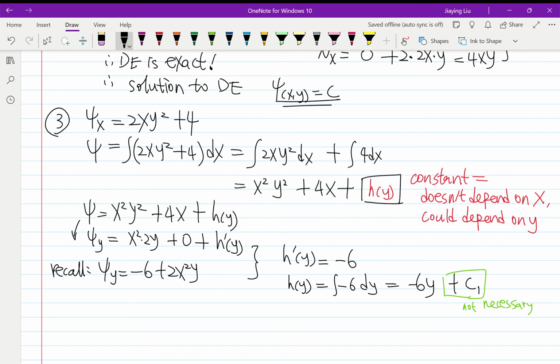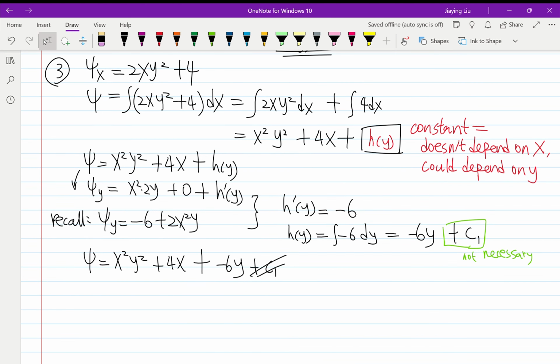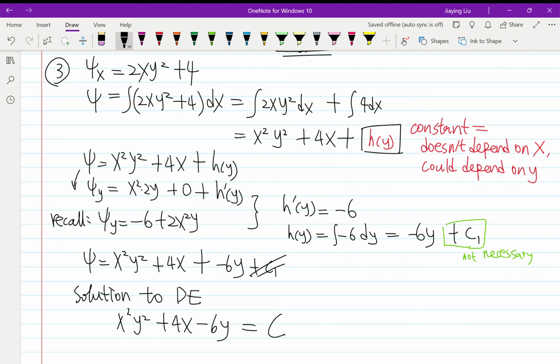So now we just put everything together. We know h of y, we can put it in there. So we get psi equals x squared y squared plus 4x plus h of y, which is negative 6y plus c1, which is not necessary. Now we can write down the solution to the differential equation, which is just psi equals c. So that's going to be x squared y squared plus 4x minus 6y equals some constant c.